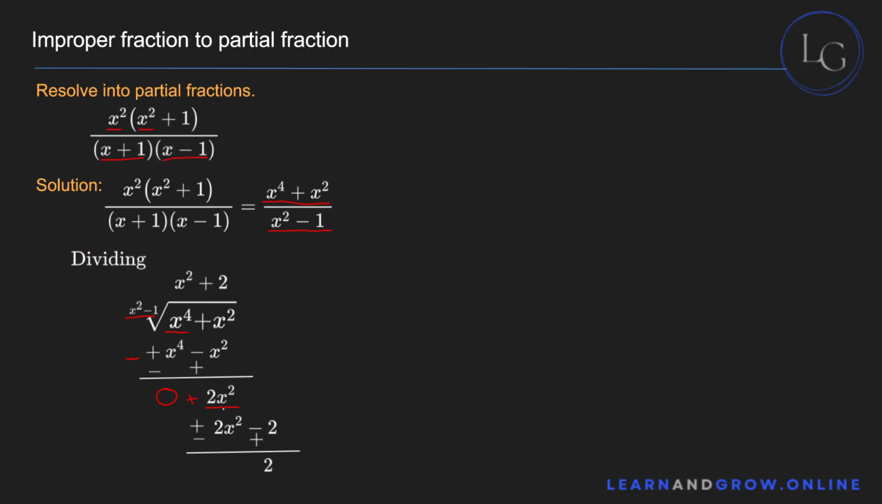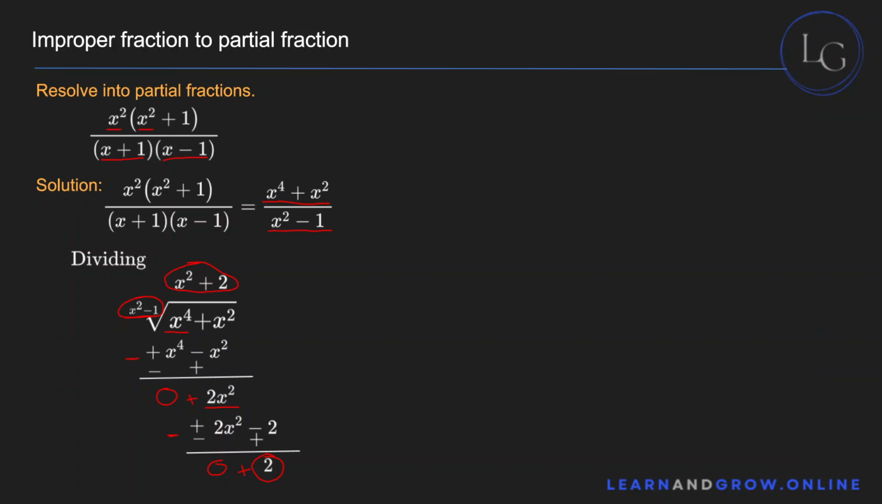Now, you need to eliminate this 2x square term. So what will you do with this divisor? Well, you'll multiply it with 2. So x square minus 1 into plus 2 will become 2x square minus 2. So 2x square will be subtracted from 2x square. That will give you 0. And this minus 2 will be subtracted from 0, so it will give you plus 2. Now, this is the remainder, this is the quotient, and this is the divisor.